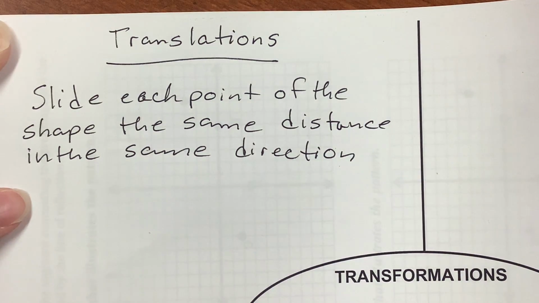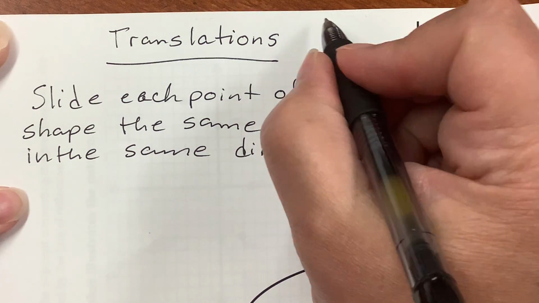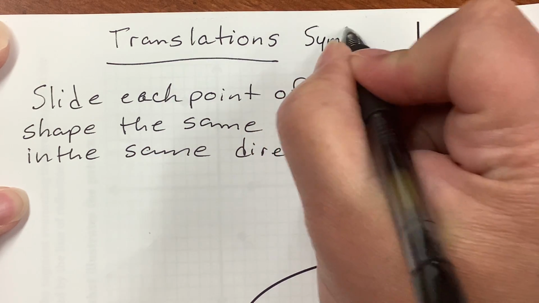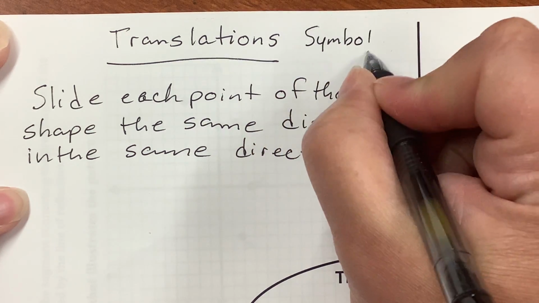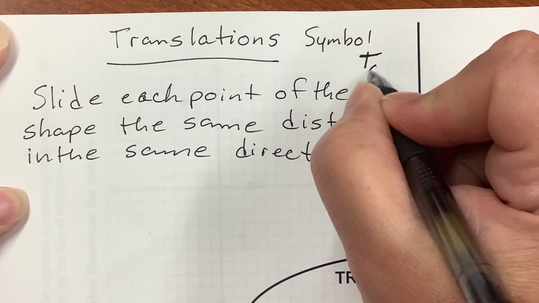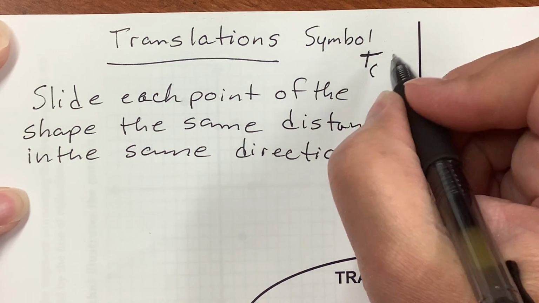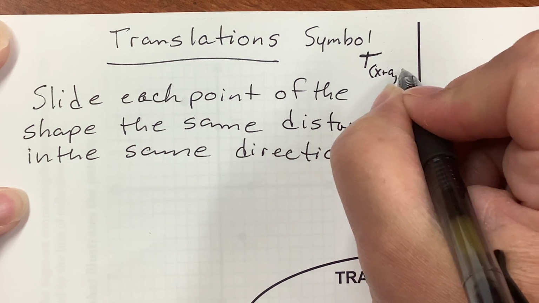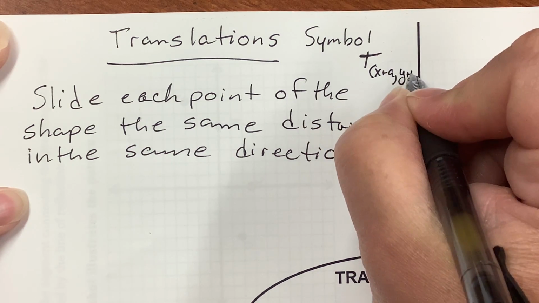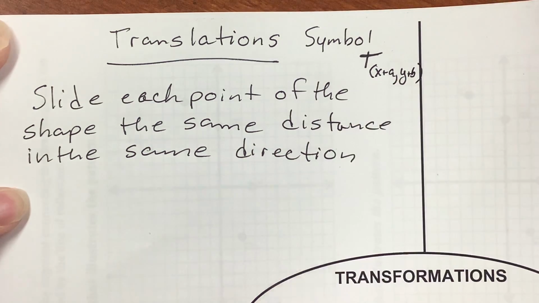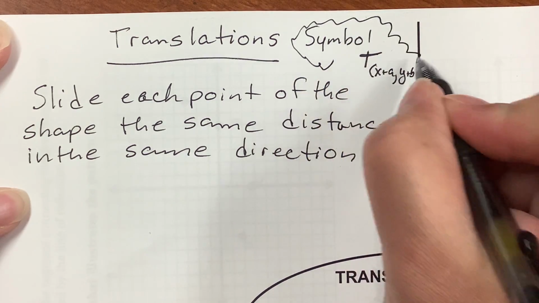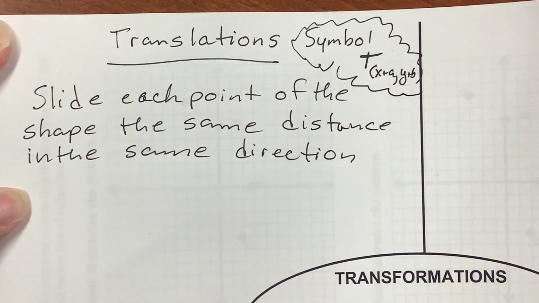And do you remember the symbol for it? Yeah, it was just a big capital T. And then on the bottom, next to the capital T, it was like X plus something and Y plus something, and there were parentheses. So that was the symbol. I'm actually going to put a puffy cloud of happiness around my symbol because you're going to be seeing a lot of symbols and I don't want you to lose them.